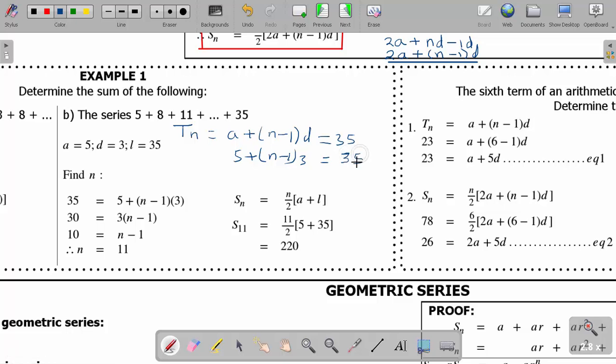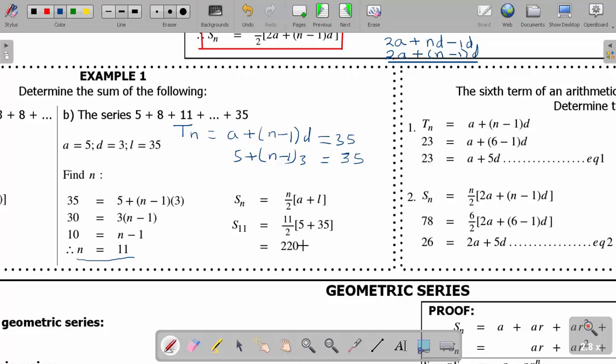So if I say 35 minus 5, you get 30. Then divided by 3, you get 10. Then plus 1, you get n as 11. So my n equals 11 here. After getting n as 11, I say my Sn equals n over 2 into a plus l, meaning I'm looking for the sum of the first 11 terms, which gives me 220.